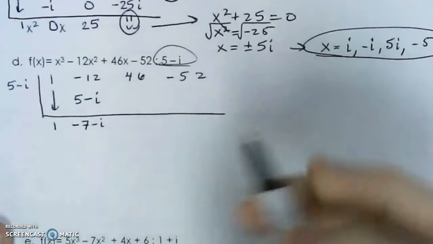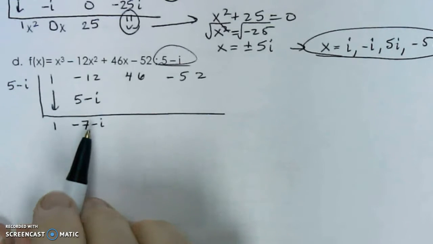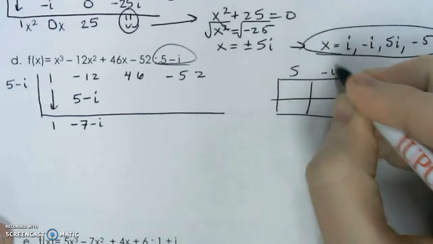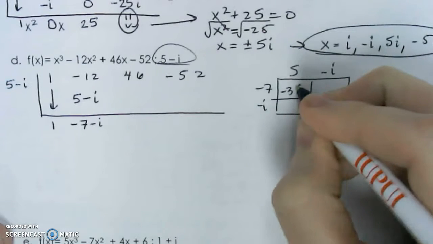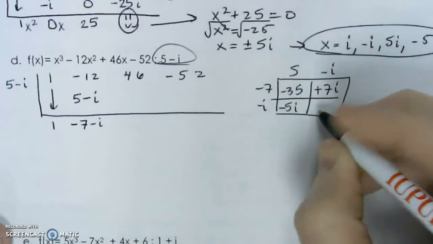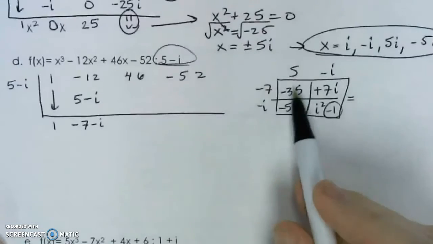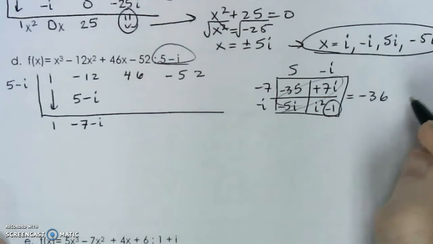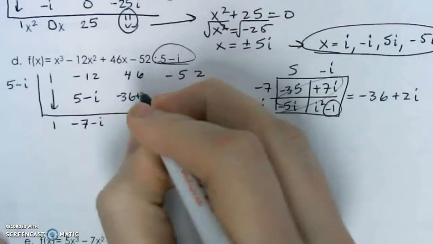Now, when you multiply this times the outside, you're going to have to FOIL. So we're going to do it off to the side over here. I'm going to have 5 minus i and negative 7 minus i. So that's going to make negative 35, a positive 7i, a negative 5i, and a positive i squared, which makes negative 1. So the real numbers are a negative 36, and then the i's go together to make a positive 2i. So that is what's going into the next spot, negative 36 plus 2i.